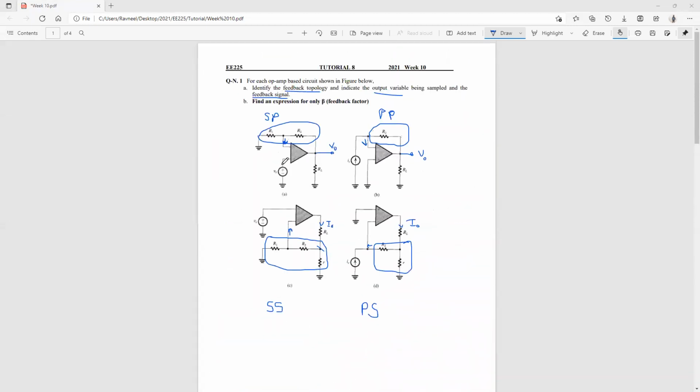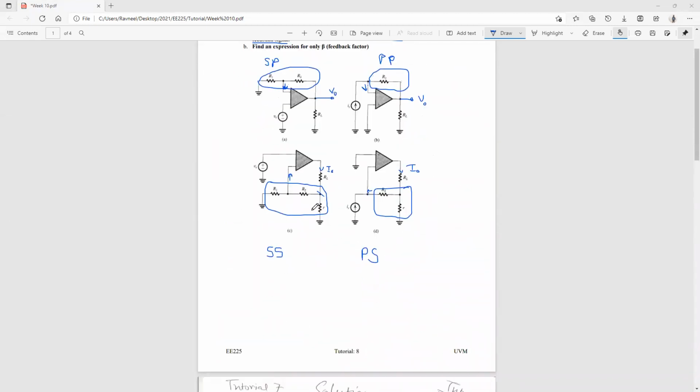So at the input side, what happens is you break the circuit at the feedback point. If you break it at that particular point, your R2 becomes in series with R1, and that becomes in parallel to your small r.